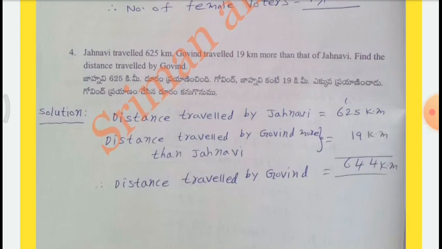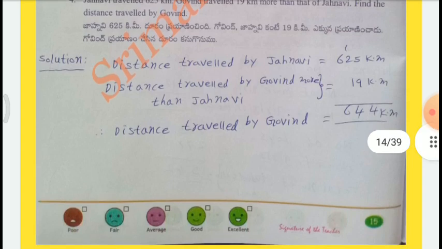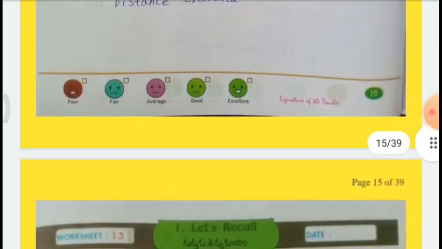Janavi travelled 625 kilometers. Govind travelled 90 kilometers more than that of Janavi. Find the distance traveled by Govind. Distance traveled by Jahnavi 625 kilometers. Distance traveled by Govind more than that of Jahnavi 90 kilometers. Distance traveled by Govind 625 plus 19, 644 kilometers.